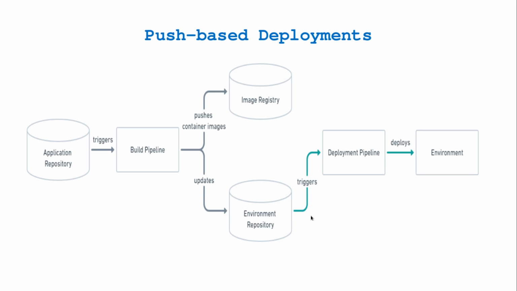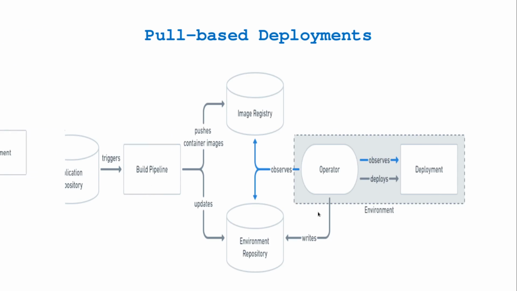Let's move quickly to speak about the second strategy, the pull-based deployment strategy. It uses the same concept as the push-based variant but differs in how the deployment pipeline works. Traditional CI/CD pipelines are triggered by an external event, for example, when new code is pushed to an application repository.